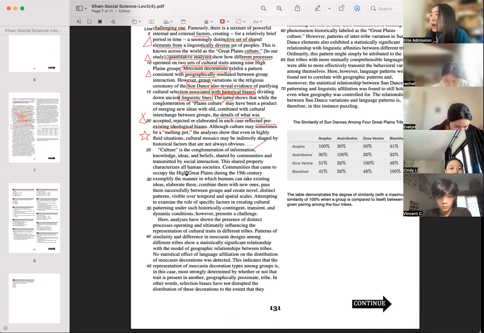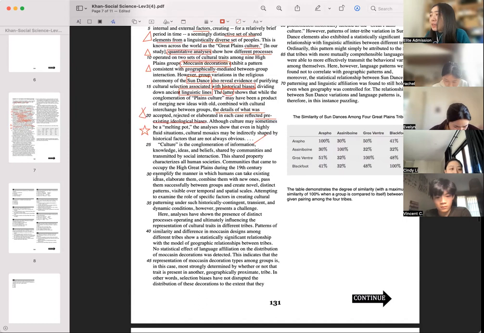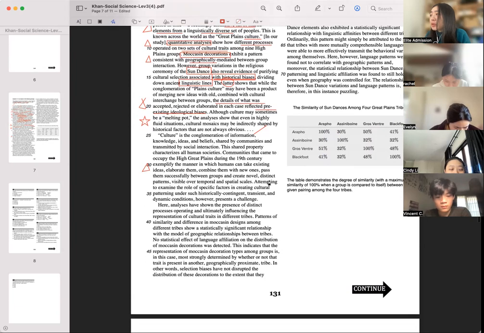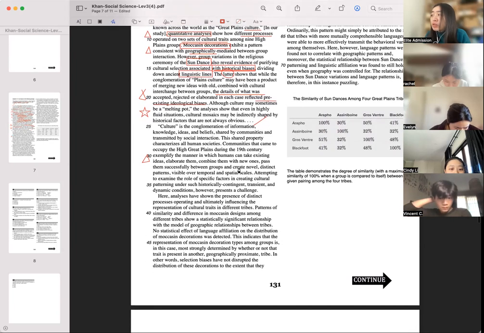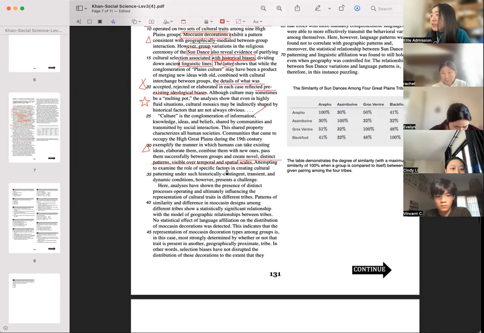So this shared property characterizes all human society. Communities that came to occupy exemplify the manner in which humans can take existing ideas, elaborate them, combine them with new ones, pass them successfully between groups, and create novel distinct patterns, visible at temporal and spatial scales. Attempting to examine the role of specific factors in creating cultural patterns under such historically continuous transcendence, however, presents a challenge. Okay, so that's the focus of this paragraph.